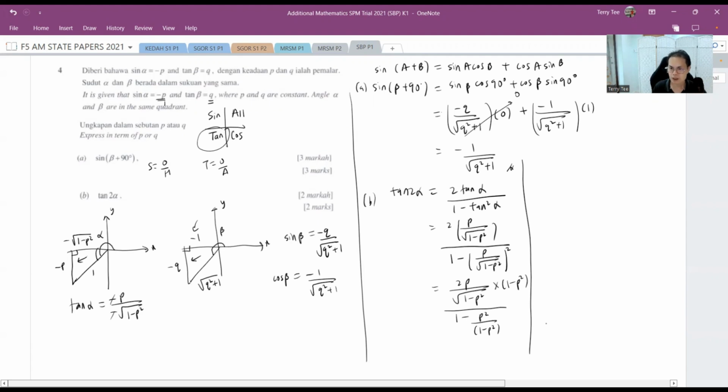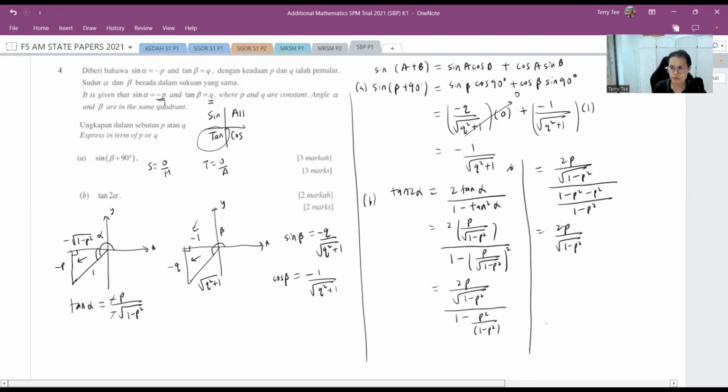All right. Now, I know some people find this a bit hard to see. Maybe perhaps I show you a bit more steps. I show you how to combine or simplify your numerator, your denominator. This one is 1 minus P squared over 1 minus P squared. Maybe this is easier to understand. And this will give us 2P square root 1 minus P squared.